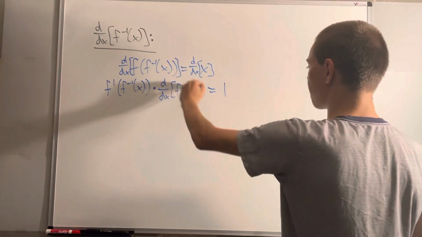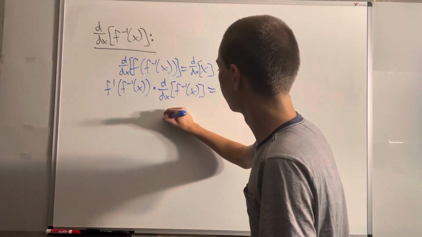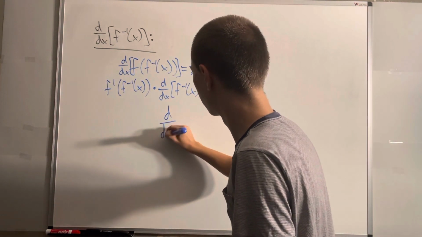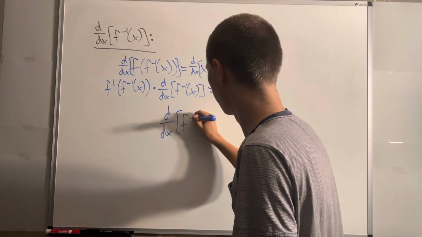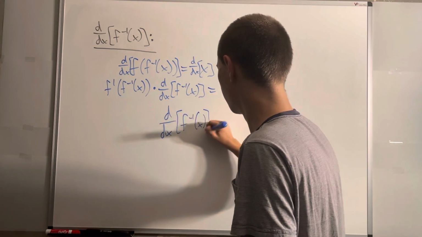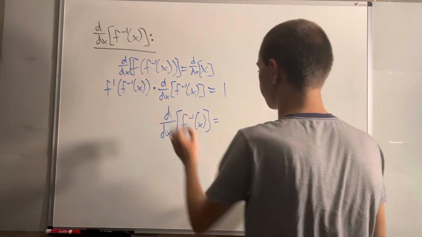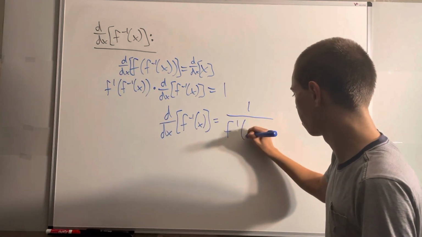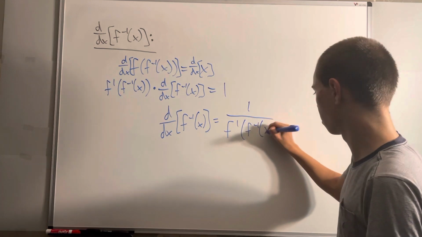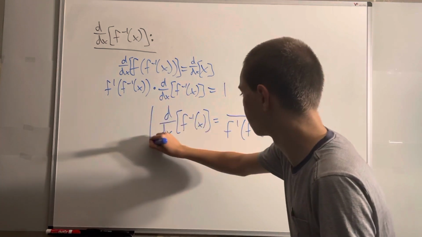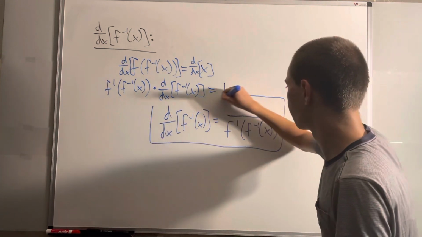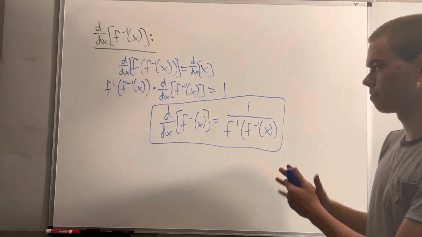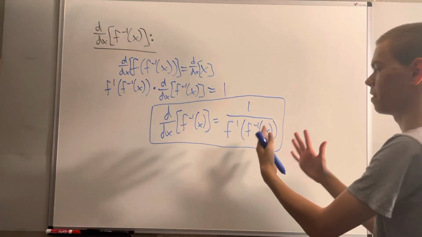Solving for the derivative of f⁻¹(x), we get, so pretty much to solve for it, we just have to divide this to the other side. And so we get this. And so this will be the derivative of f⁻¹(x). And that's it. That would be the derivative of inverse functions.